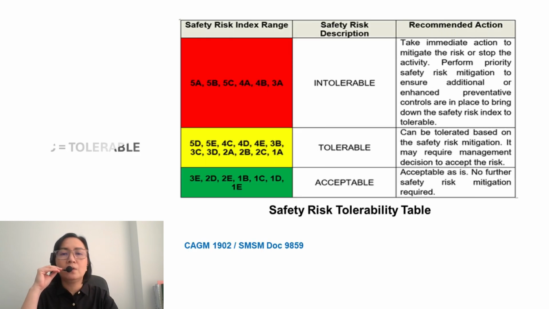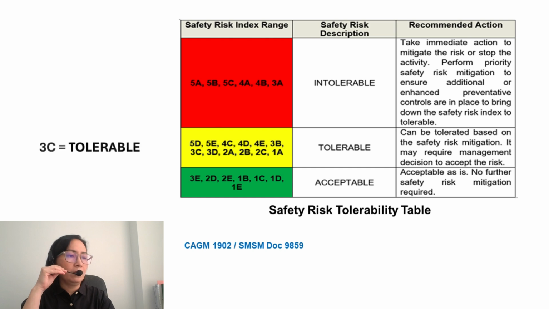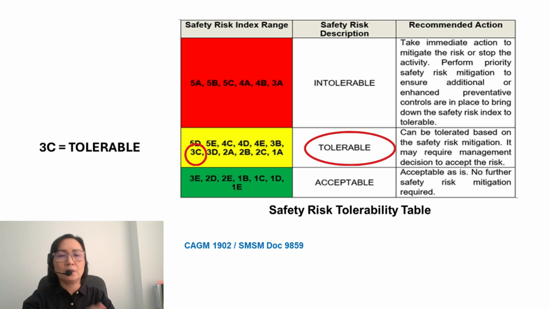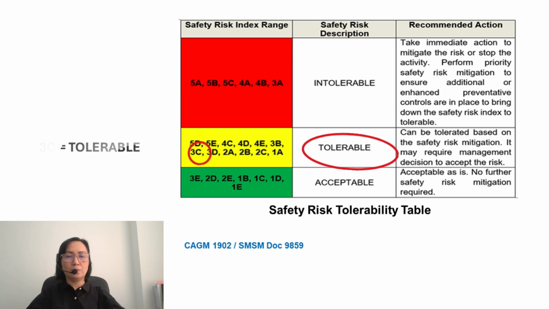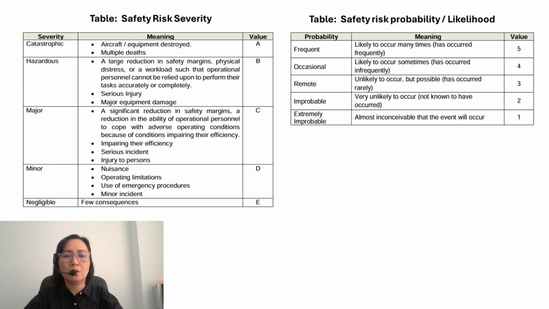Let's begin with a simple idea. Does this table look familiar to you? Yes, this is a safety risk tolerability table, the end result for SRM. Giving an example here, you get 3C as the risk index, which will be indicated as tolerable. How did you get 3C equals tolerable? By having this step here first.